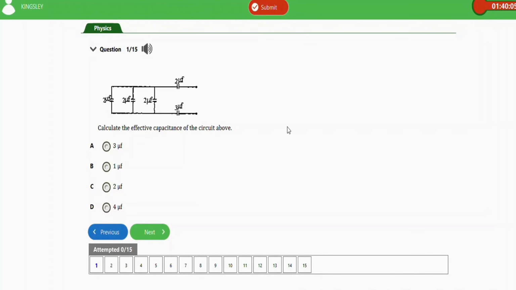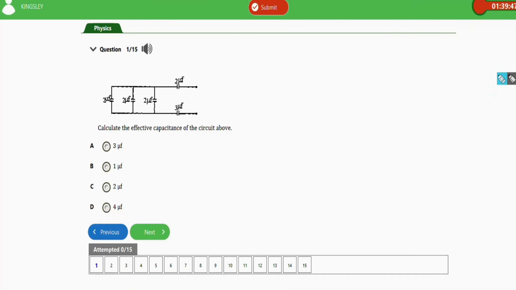In this video, we are going to learn how to solve these JAMB Physics repeated questions under capacitance in series and in parallel, together with energy stored in a capacitor. So we are going to practice with 10 repeated questions for this topic. Let's get started. The first one says, calculate the effective capacitance of the circuit above.